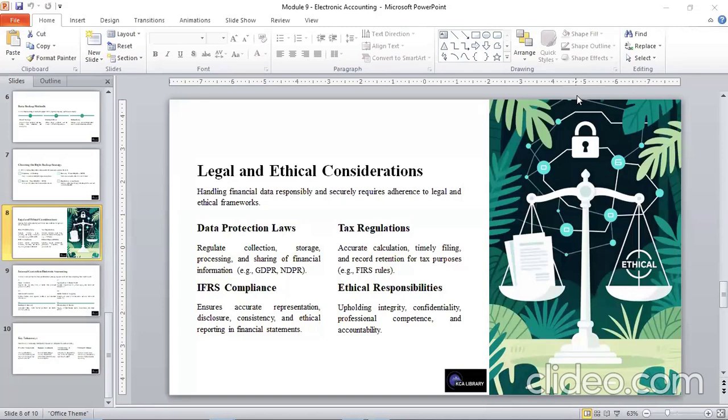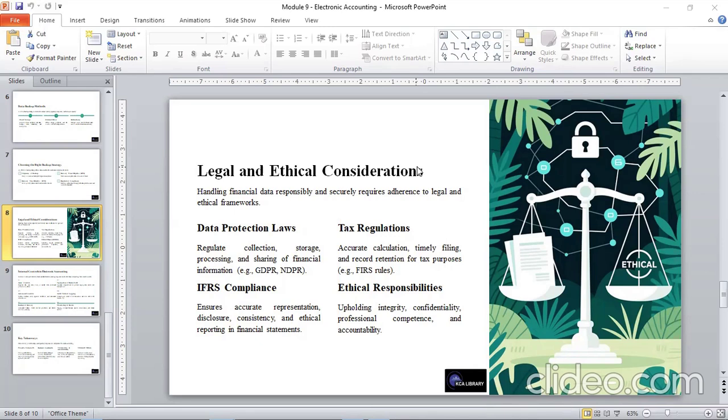As it pertains to legal and ethical considerations, handling financial data responsibly and securely requires adherence to legal and ethical frameworks. The first we will be looking at is the data protection law. The data protection law regulates the collection, storage, processing, and sharing of financial information. Examples are GDPR and the NDPR, which are in charge of such.